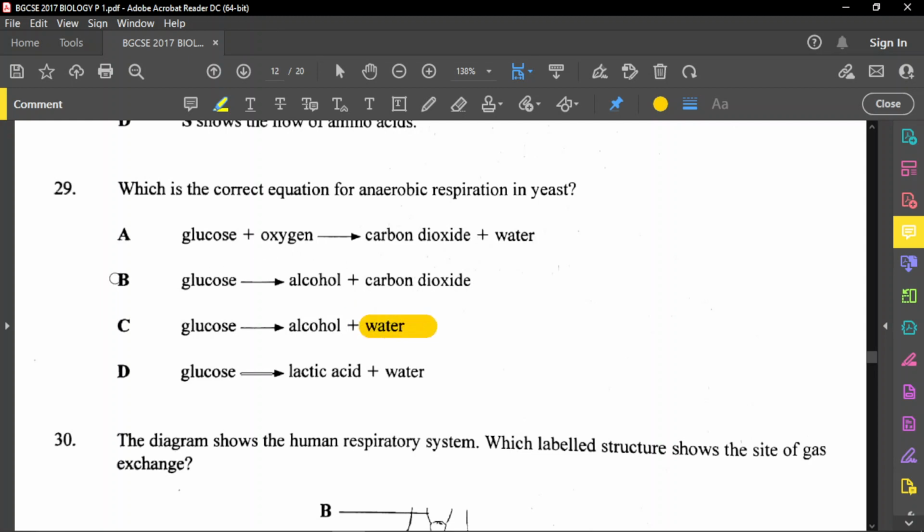So what you produce from glucose is actually alcohol and carbon dioxide. Remember when you mix yeast in dough, it is the carbon dioxide that causes the dough to rise, and you get an alcoholic smell. And as a matter of fact, it is the same process used in producing wine, rum and alcoholic beverages, right? So yeah, B is the correct answer right there.